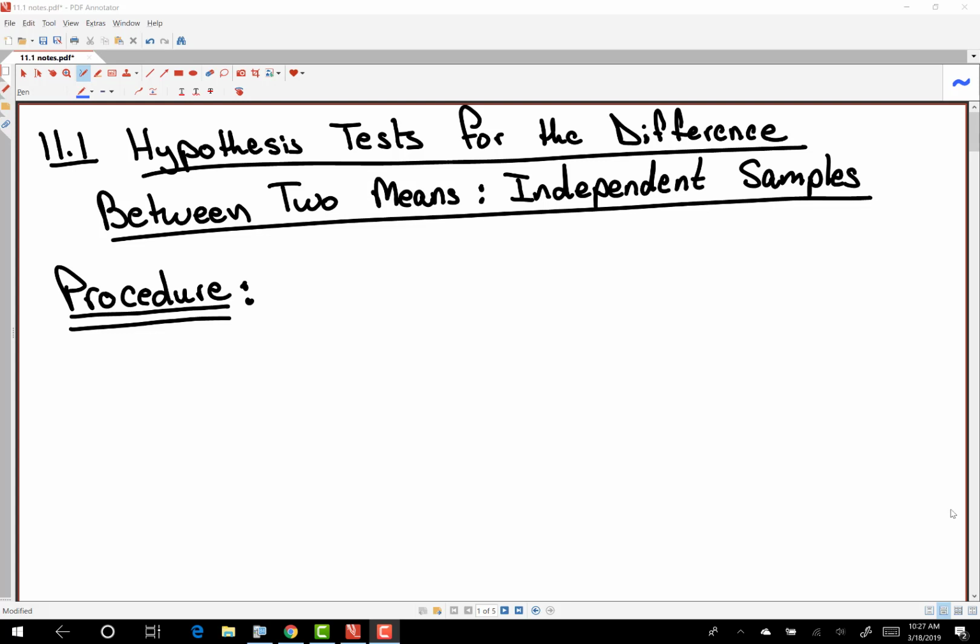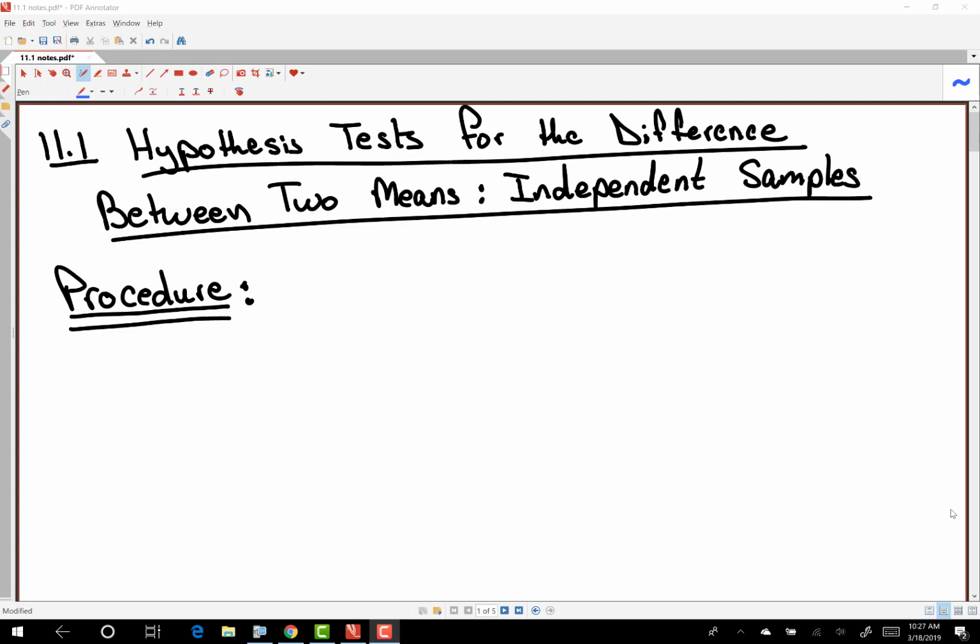Or how does the proportion of Republicans that support a particular issue compare to the proportion of Democrats? So what we're going to be taking in this section is independent samples, and we're going to be taking two independent samples. So males versus females, Republicans versus Democrats. Two groups where there aren't any overlap. They have to be independent.